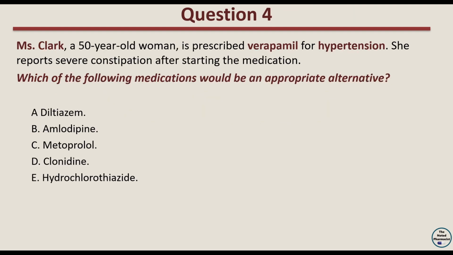Question 4. Ms. Clark, a 50-year-old woman, is prescribed verapamil for hypertension. She reports severe constipation after starting the medication. Which of the following medications would be an appropriate alternative? Option A, diltiazem. Option B, amlodipine. Option C, metoprolol. Option D, clonidine. Option E, hydrochlorothiazide.